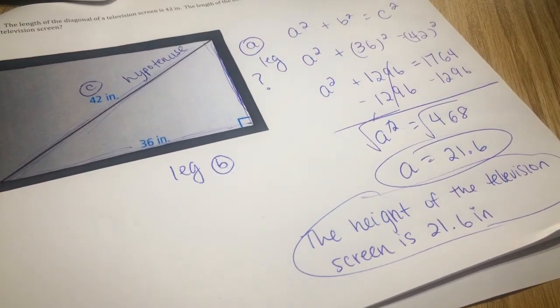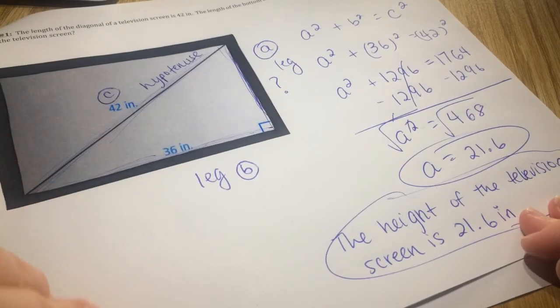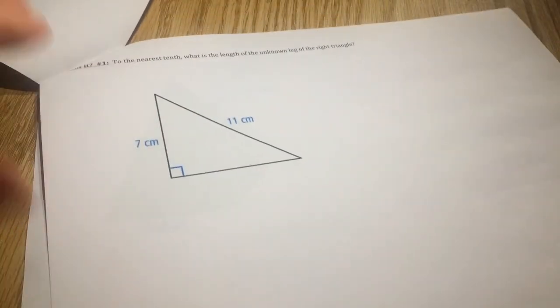Now that you have copied all the notes for the example, try the got it, number 1, and then watch the video after to make sure that you understood.